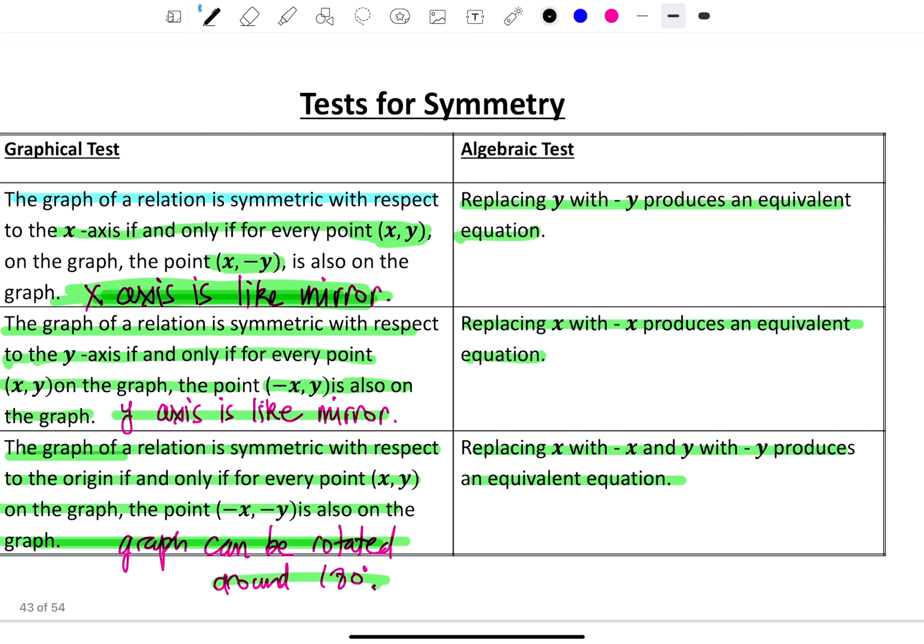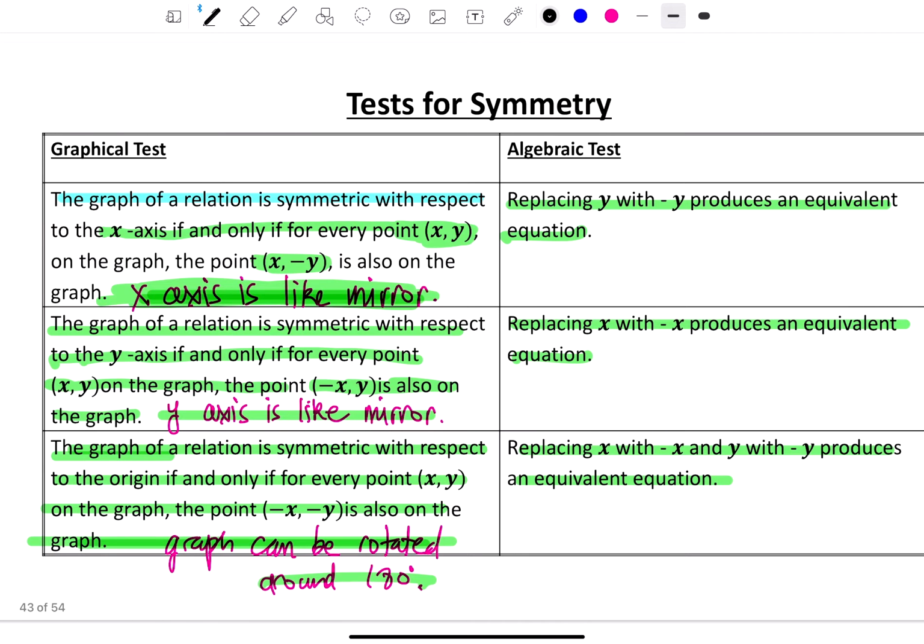Quickly reviewing, to test for x-axis symmetry, we will replace y by negative y. To test for y-axis symmetry, we will replace x by negative x. Our equations should not change. To test for origin symmetry, replace both x by negative x and y by negative y, and that should not change the equation. That means we have origin symmetry.